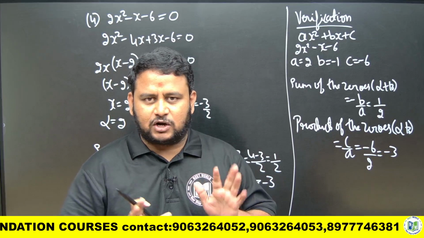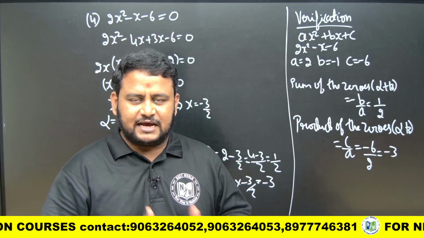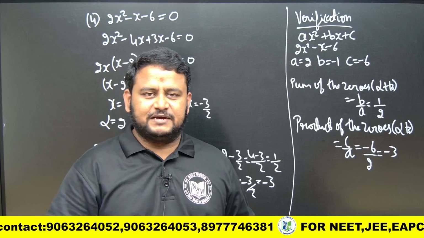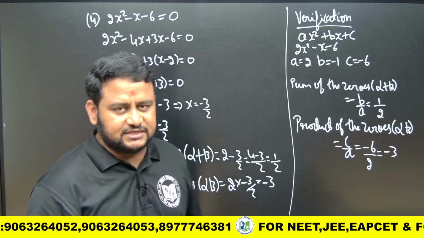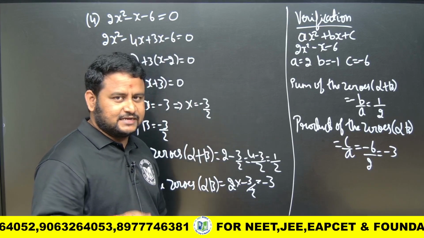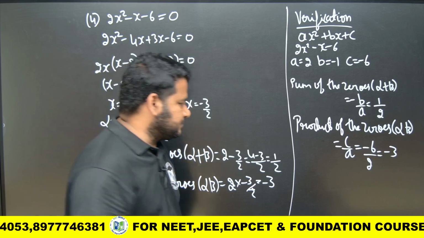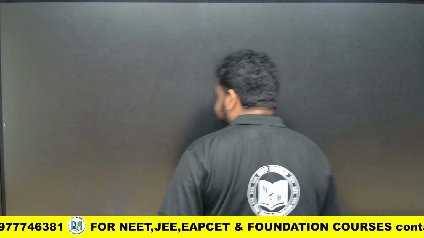Sum of the zeros and product of the zeros are verified by the direct method and by the formula method, that is -b/a for the sum of the zeros and c/a for the product of the zeros. I am repeating again and again so that these formulas get ingrained in your mind. Clear? Let us go to the next question.